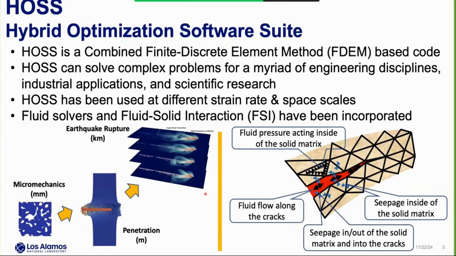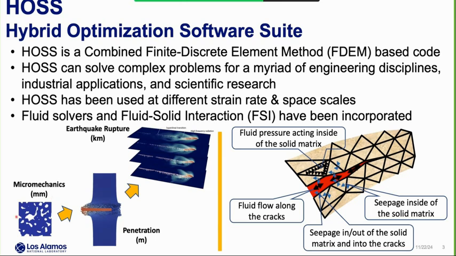So HOSS stands for the Hybrid Optimization Software Suite, which is based on the combined finite discrete element method. It is a code that we have been developing in Los Alamos for more than 12 years, and it has been widely used to simulate challenging problems at different strain rates and space scales. Here I'm showing you 3 examples to demonstrate the applications of HOSS at different space scales, just to give you some idea about which problems can be simulated using HOSS.